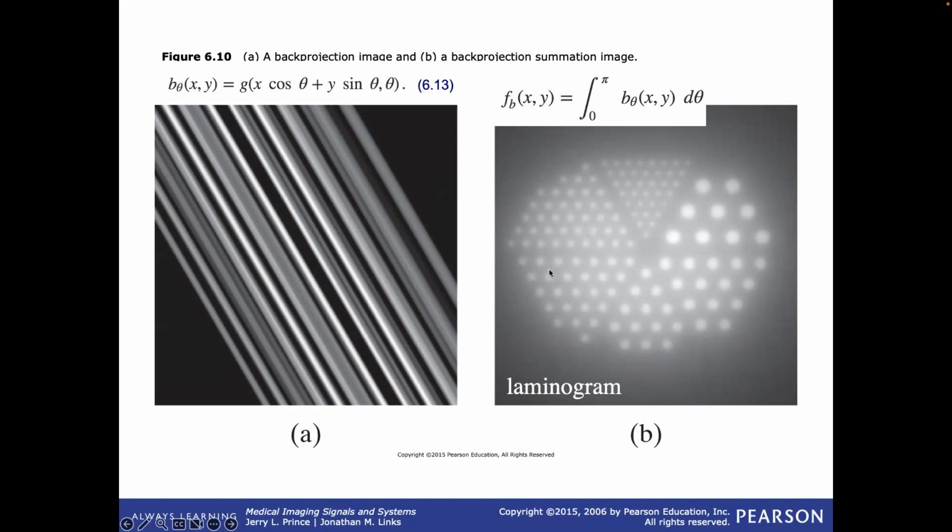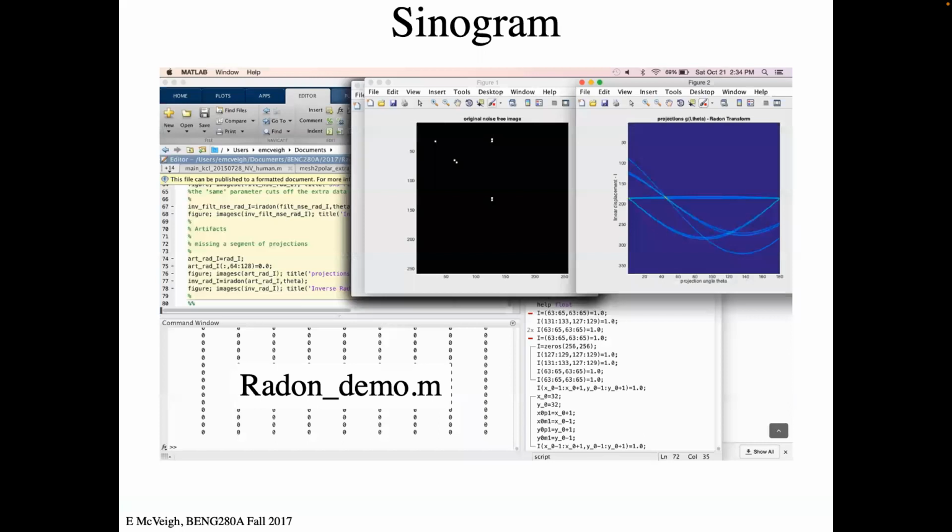And this is called a laminogram. You can write it down as this integral here with all of these back projections at different thetas. Just integrate, add all of those up over theta. And it looks like this. And so you get this interesting, fuzzy, cloudy view of the object.